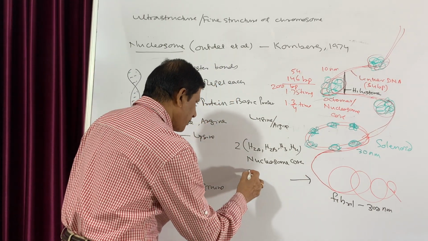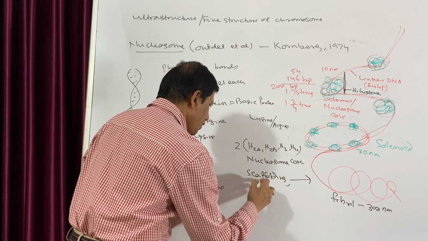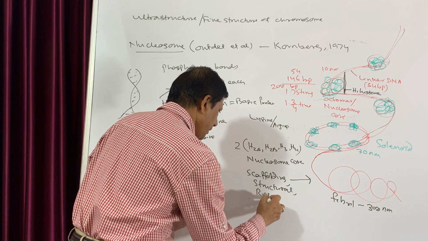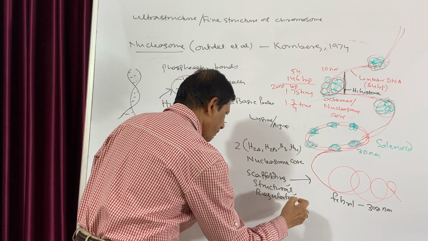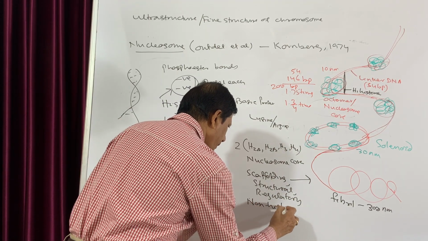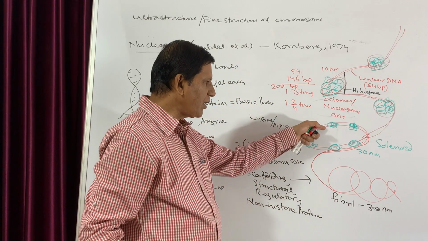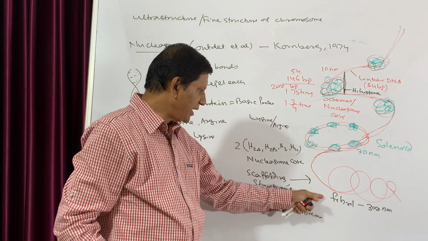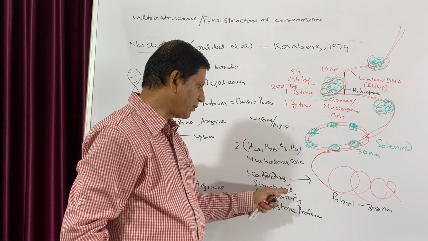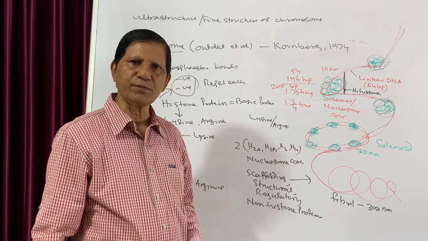During the synthesis of this fibril, there is usually the addition of scaffolding, structural, regulatory, and non-histone proteins. That means when the solenoids are converted to fibrils, there is addition of scaffolding proteins, structural proteins, regulatory proteins and non-histone proteins, so that ultimately this will give rise to the chromosomes.